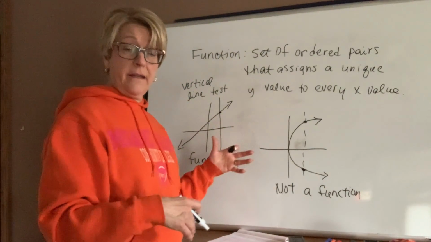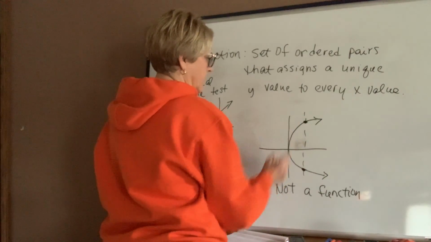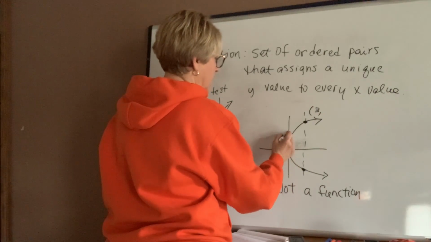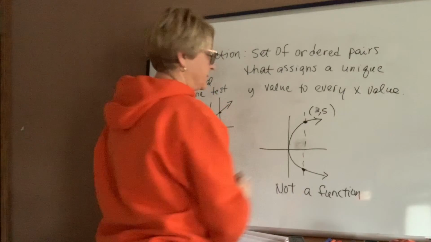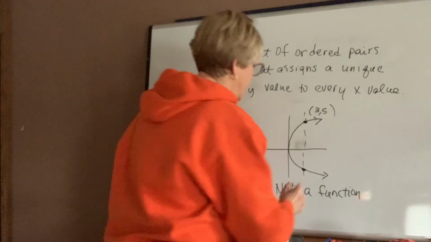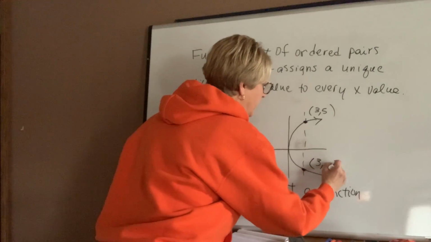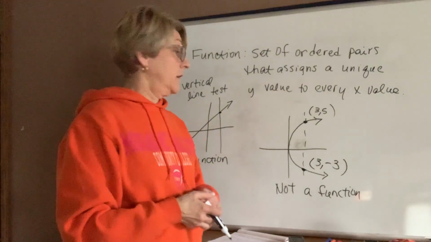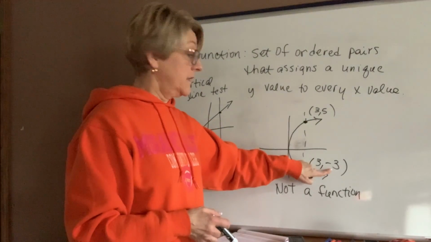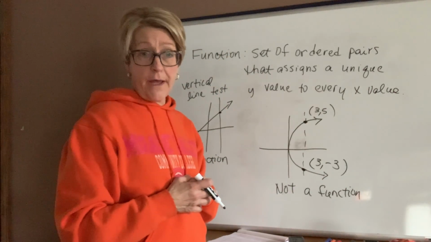And let's tie that back into the ordered pairs. If we take a look at this point and we name it, so that's (3, 5). And if we name this point, it is (3, -3), approximately, okay? Notice how you have the same X values paired up with 2 different Y values. That tells us that this is not a function, okay?